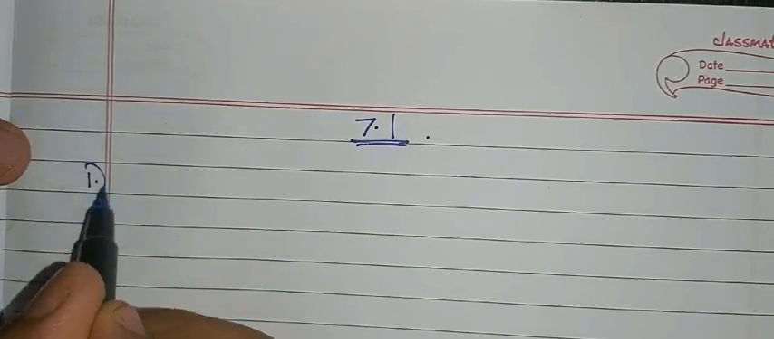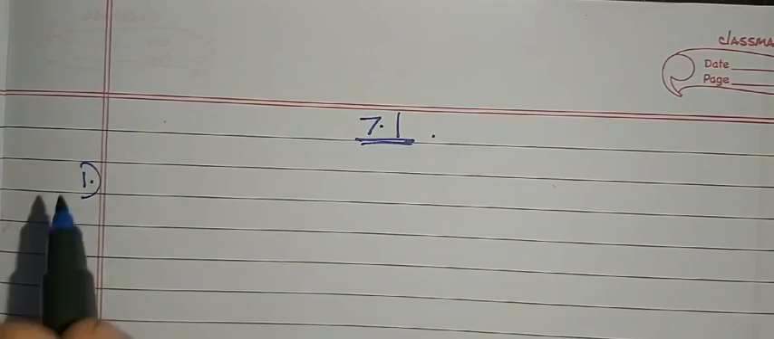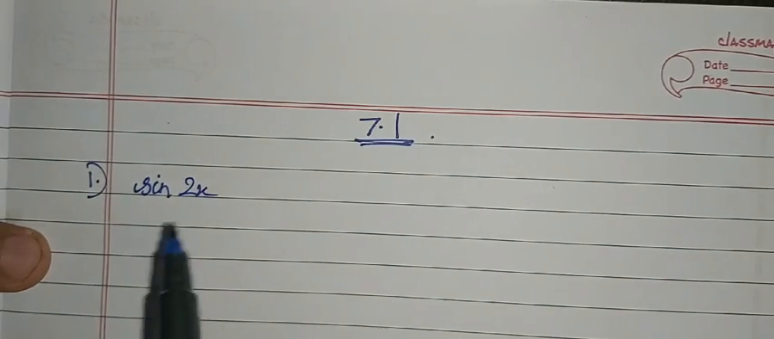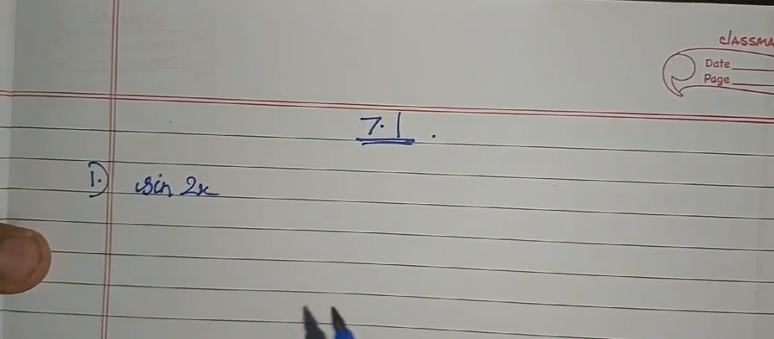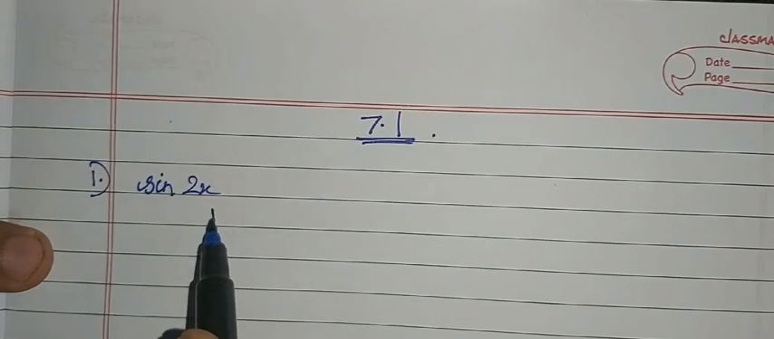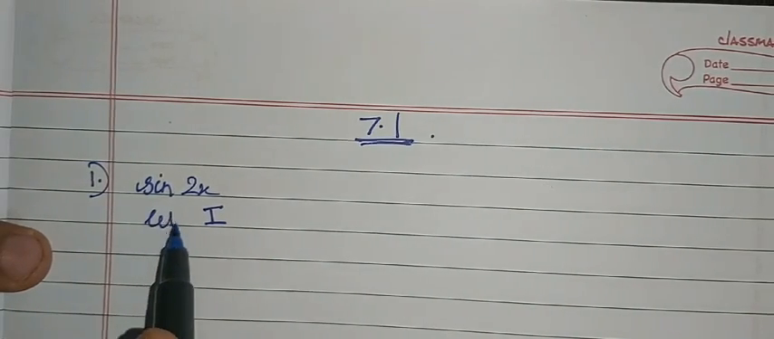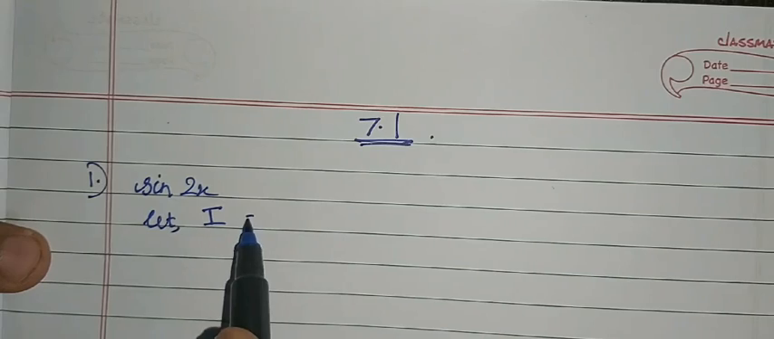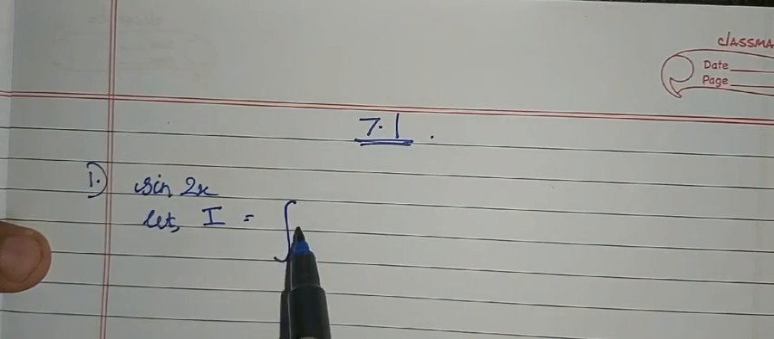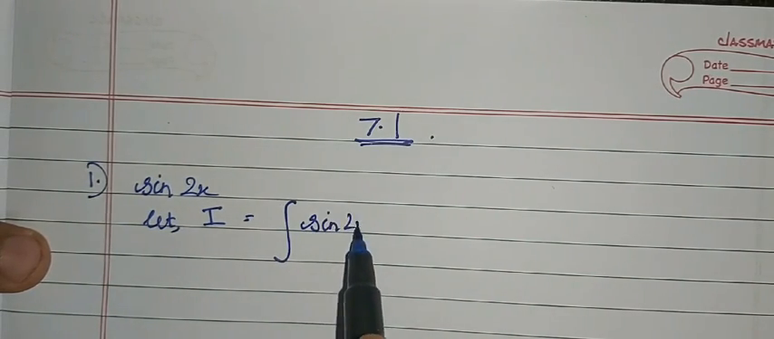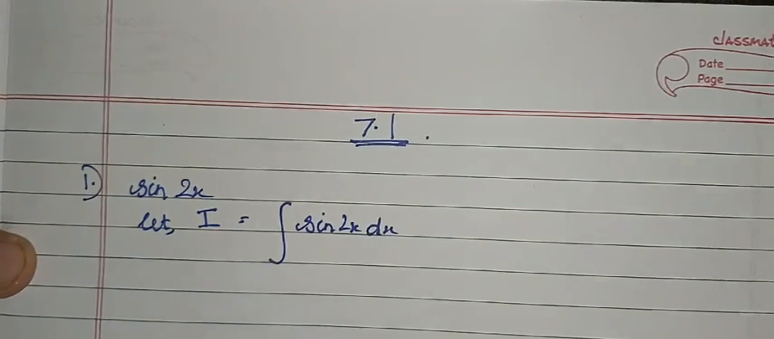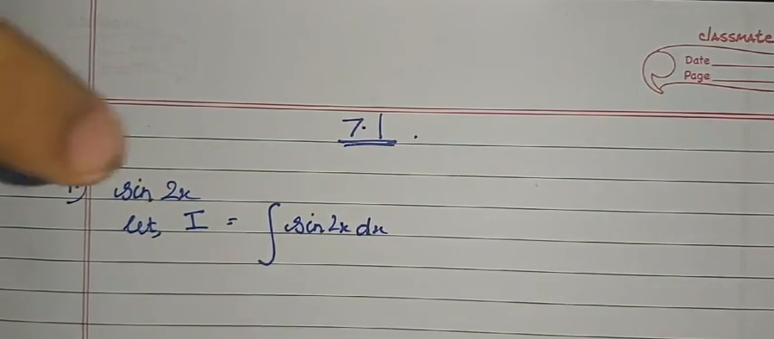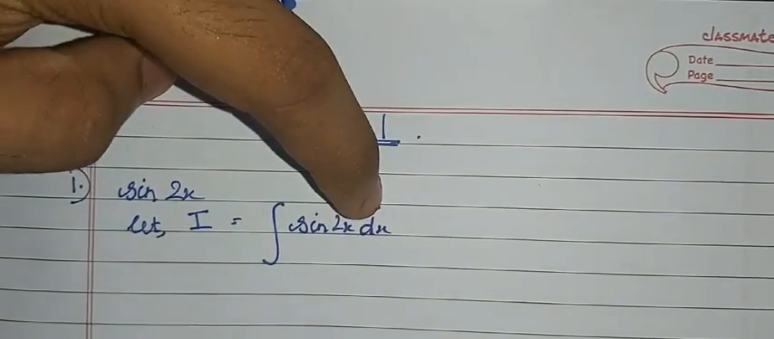Exercise 7.1, Integration. The first question is to find the antiderivative of sin 2x. Since we want to find the antiderivative of sin 2x, let us put I. Let I be equal to the integral of sin 2x with respect to x, so dx.